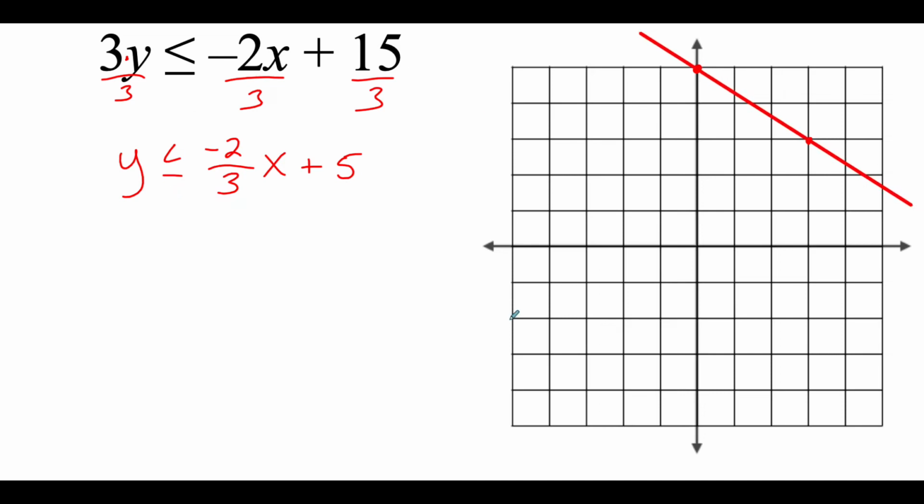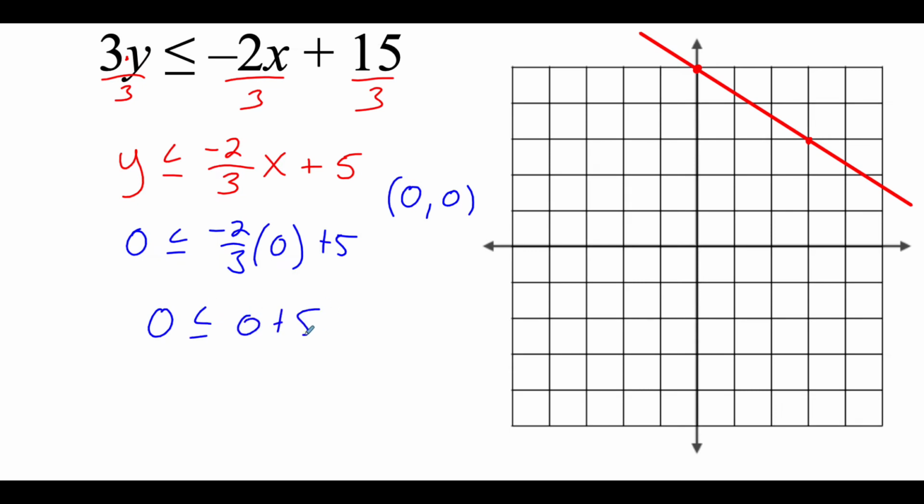Now step number 3 says we want to test an ordered pair that's not on the boundary line. This line does not go through the origin, so it's going to be safe for us to test out 0, 0. So I'm going to take an x value of 0 and a y value of 0, plug those in here to see if they work. So we get 0 is less than or equal to negative 2/3 times 0 plus 5. So negative 2/3 times 0 is 0, so we get 0 is less than or equal to 0 plus 5, and 0 plus 5 is just going to give me 5, so 0 is less than or equal to 5.